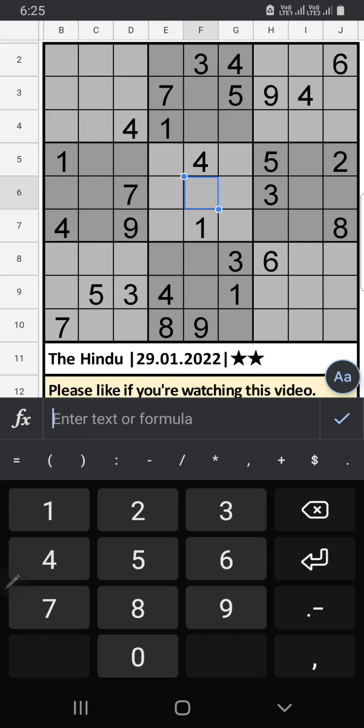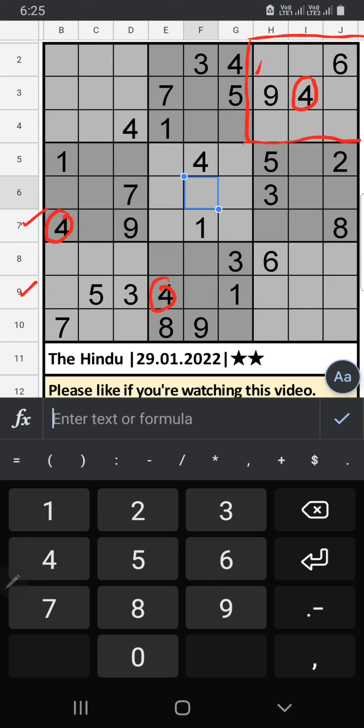I am going to solve the Hindi newspaper Sudoku based on January 29, 2022, 2-star Sudoku. 3rd grade. We have 4, 7th row and 9th row we have 4.